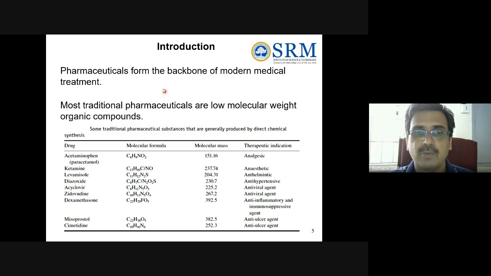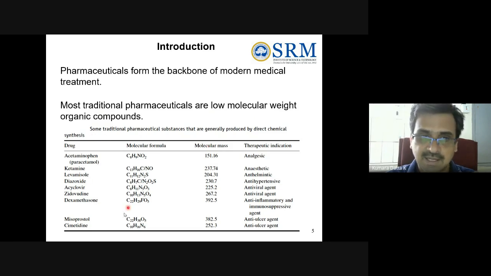That brings us to an important point: pharmaceuticals form the backbone of medical treatment. Now, most pharmaceuticals are low molecular weight organic compounds. If I ask what the molecular weight of paracetamol is, this is the molecular formula, and the molecular mass is about 151. So it is almost like glucose, even lower molecular weight, like a few molecules of calcium carbonate. Same thing, you have that kind of weight, but you see the impact it creates.